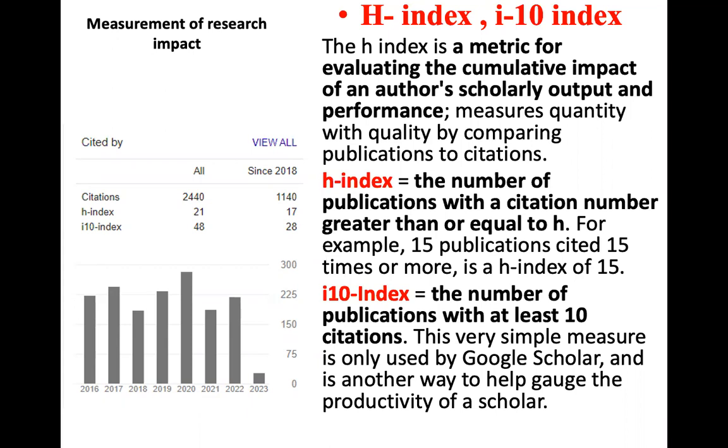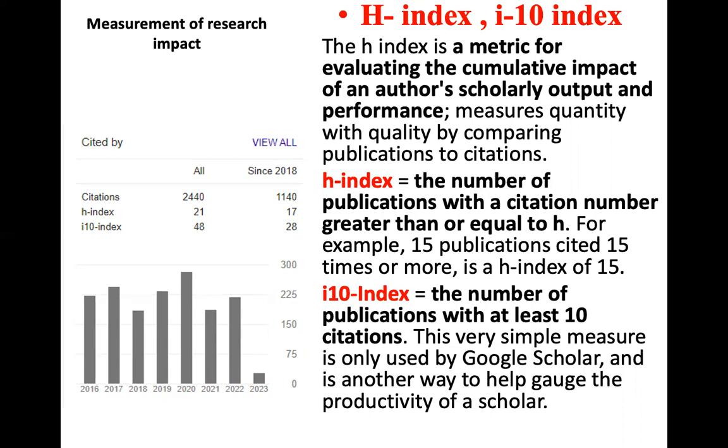H index is the number of publications with a citation number greater than or equal to H. That means if you have 15 publications and each is cited 15 times, then your H index is 15. If you have published 2 papers and each is cited 2 times, then your H index is 2. If my H index is 21, that means 21 of my research papers have been cited 21 times.